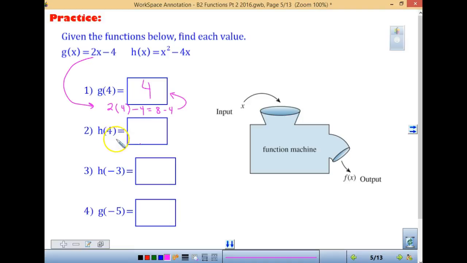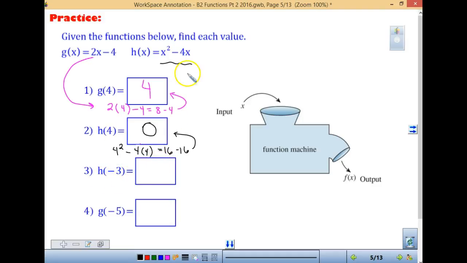What is h of 4? Well, the equation for h is x squared minus 4x. So instead of x, we are putting in 4 squared minus 4 times 4. Well, 4 squared is 16, minus 4 times 4 is minus 16. That gives us a solution of h of 4 equaling 0. What is h of -3?